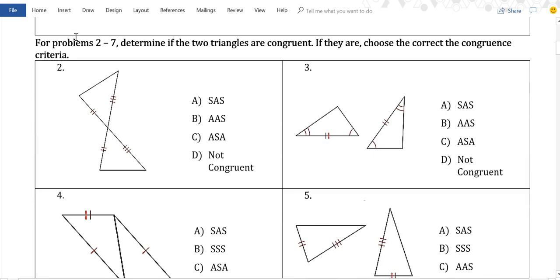Alright, going on to question 2. For problems 2 through 7, determine if the two triangles are congruent. If they are, choose the correct congruence criteria. So again, "not congruent" is the vocabulary word here, similar to how we used it in the notes. I just shorthanded and wrote the symbol.